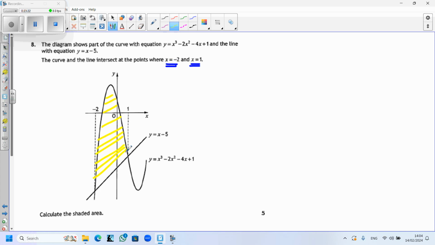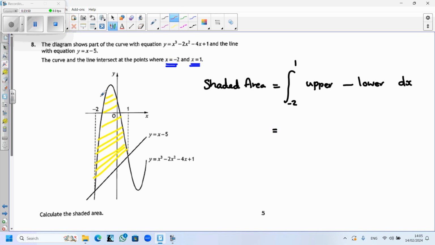So what we do is, for the shaded area, there is only one part of it, so it's not 2 parts. So the shaded area is equal to the integral, and the limits are going to be negative 2 and 1, of the upper curve minus the lower curve. And don't forget your dx, we're doing the x's. To find out which one is the upper curve and which one is the lower curve, imagine a man standing in there. Where's his head touching? Where is his feet touching? His head is touching that one.